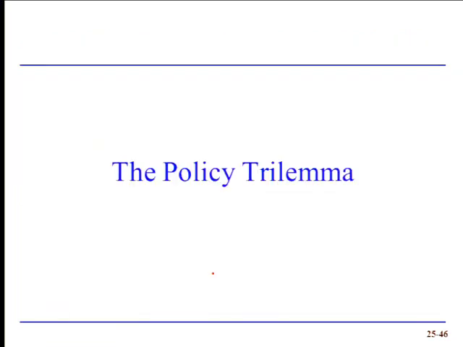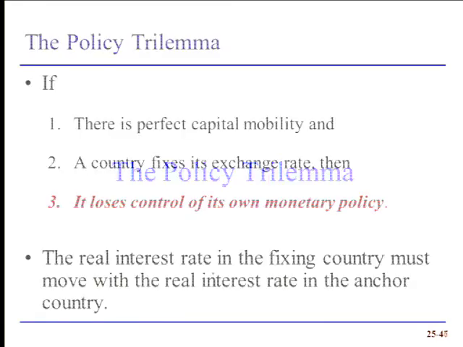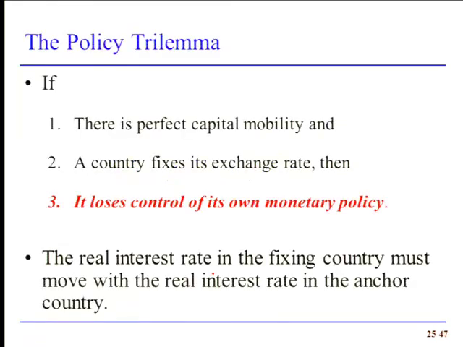Now, one of the things that we might want to know is how do we decide between perfect capital mobility, which we like, fixed exchange rates, which have some appealing features, and monetary policy, which we like to use to offset domestic shocks. Well, it turns out that there is this thing called the policy trilemma, tri meaning three, lemma meaning confused, right? Confused about the choices I have to make. So the trilemma basically says the following.